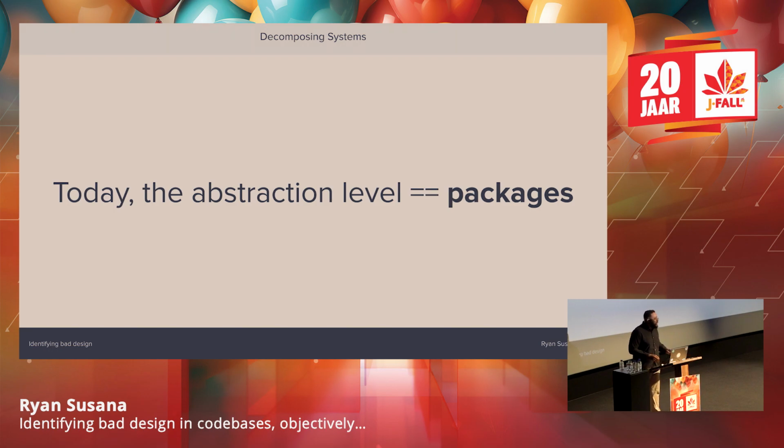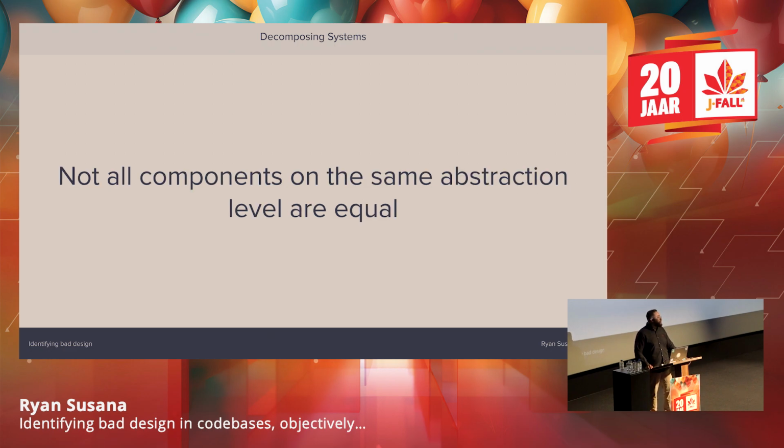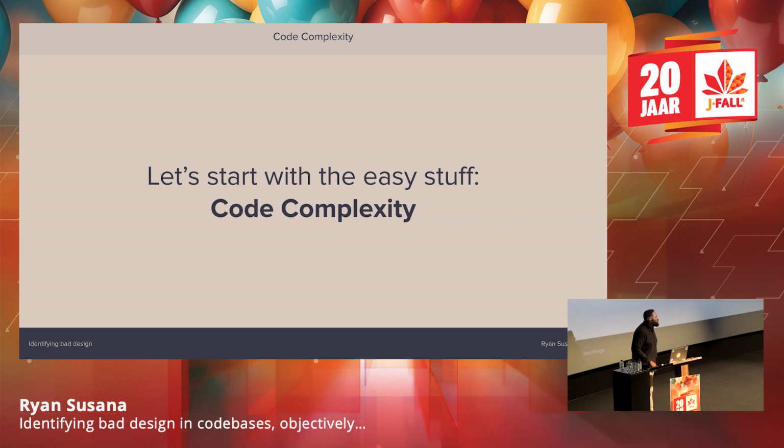Now, today, just for the sake of coherence and simplicity, we are going to start viewing the system as application architects or as software developers, and the abstraction level of the day is packages. Now, it turns out that not all components on the same abstraction level are equal, right? And there are different ways to measure them. And we're actually going to start off with measuring something very simple. You probably are familiar with it.